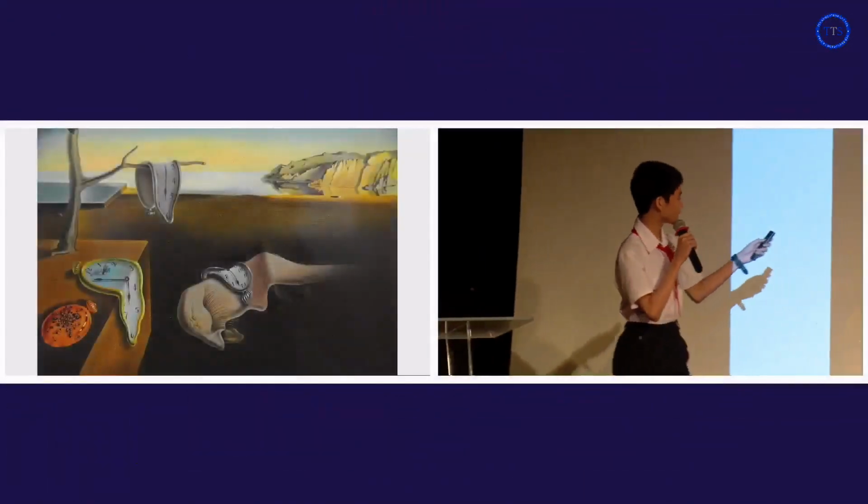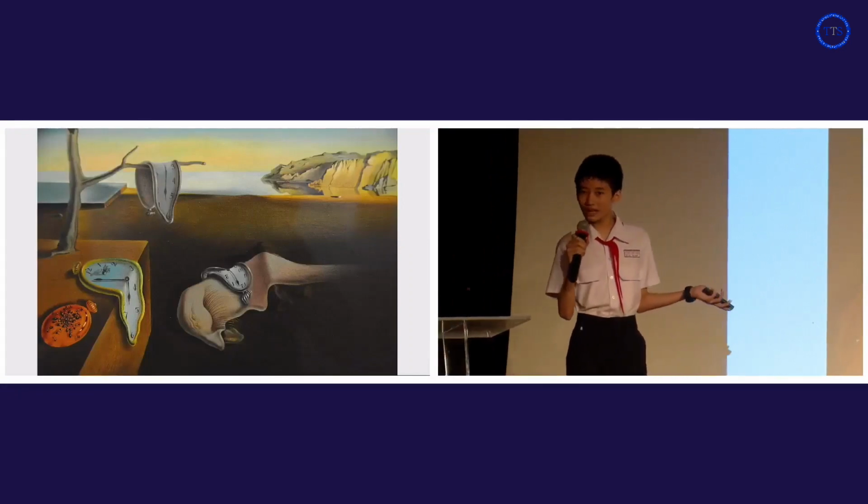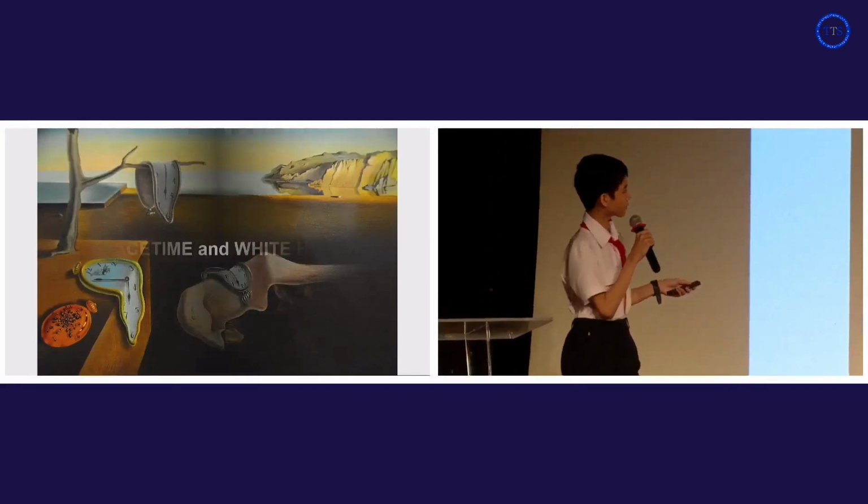Today, I want to share with you a very interesting topic. But before that, let's enjoy some art. This is called The Persistence of Memory, made by Salvador Dali. This image shows that time can be bent in some way in different areas. So that's why today, I want to bring you about space-time and white holes.